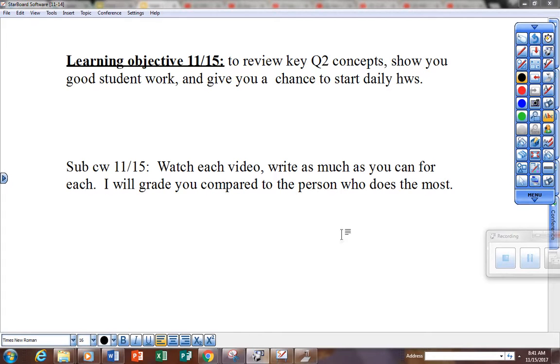Those of you who haven't done daily homeworks yet, here's a good chance to see what you need to do, and then I'll be happy to give these papers back to you and let you practice presenting them, and then we'll try to get that onto your Google slide.